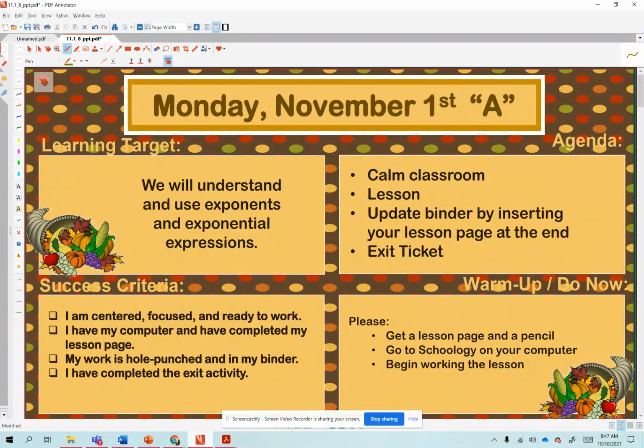Good morning, students. It's Monday, November 1st. This is an A day. And today our learning target is to understand and use exponents and exponential expressions.